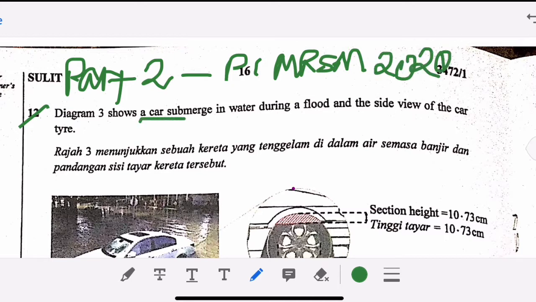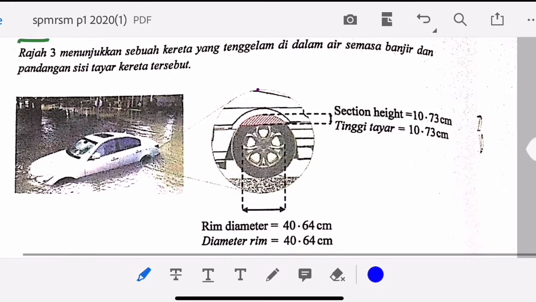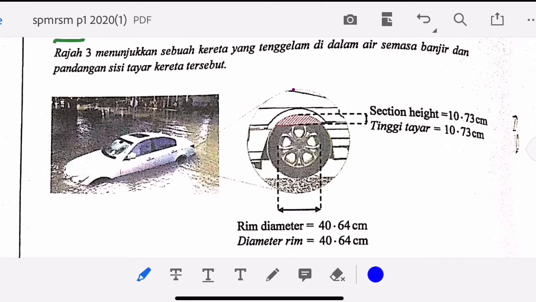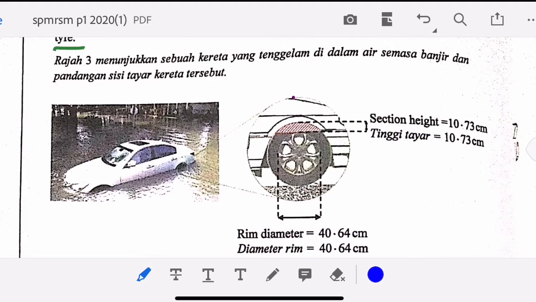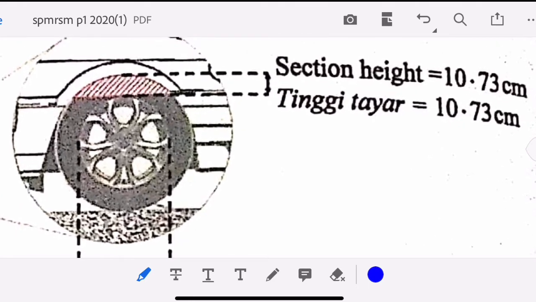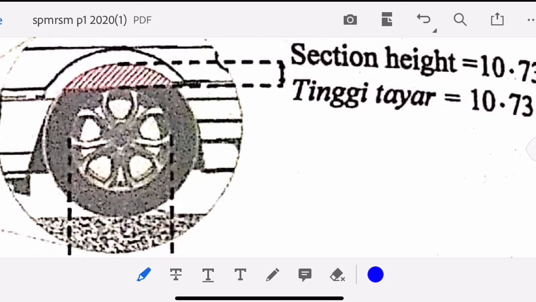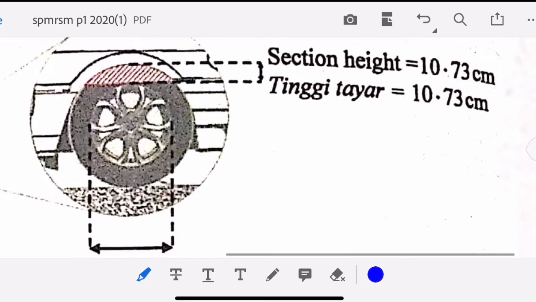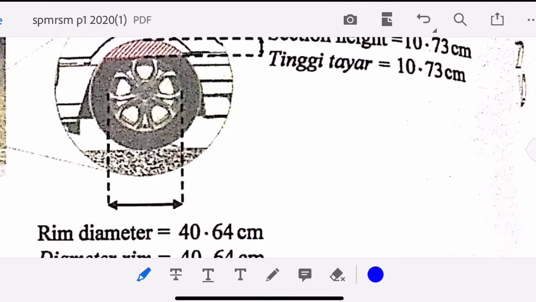Diagram shows a car submerged in water during a flood and a side view of the car tire. So there's a picture of the car submerged. Most important is this picture, so we focus on the picture. The section height is 10.73, meaning that we are actually given the diameter of the small circle.